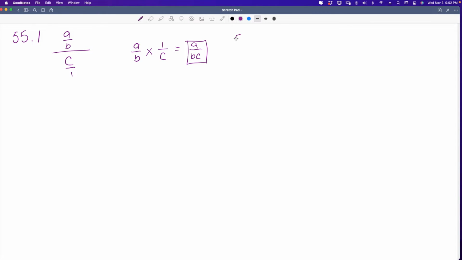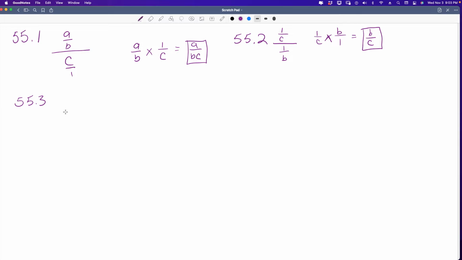All right, 55.2. That's it. I mean, that's all we're doing. All of these are just like this. We have 1 over c all over 1 over b. So we rewrite it. 1 over c, change the sign, flip the second fraction. It becomes b over c. Easy peasy.